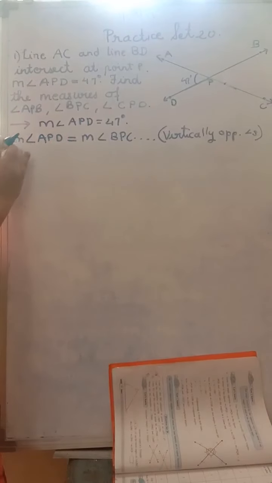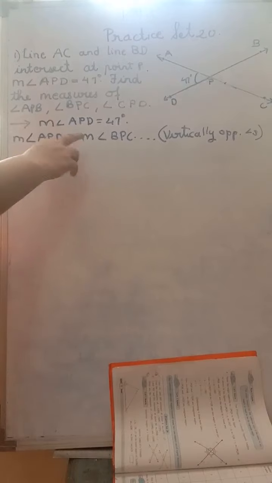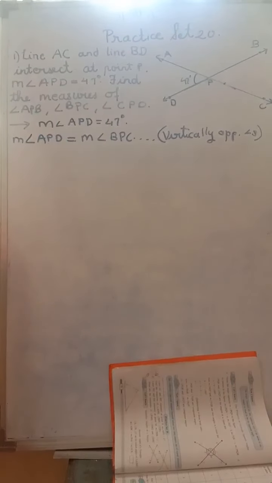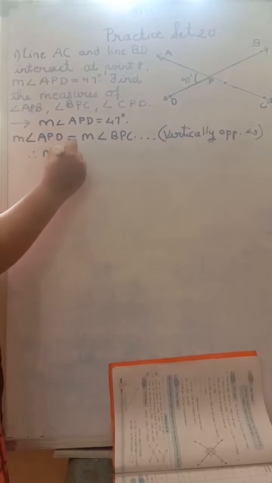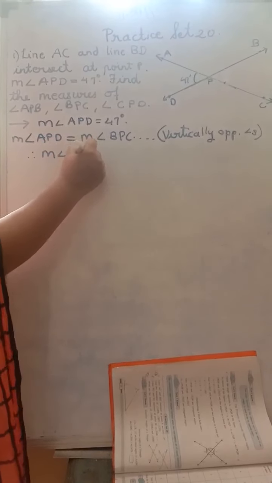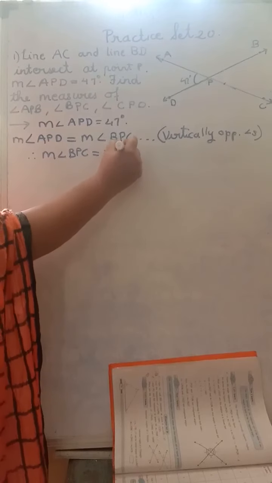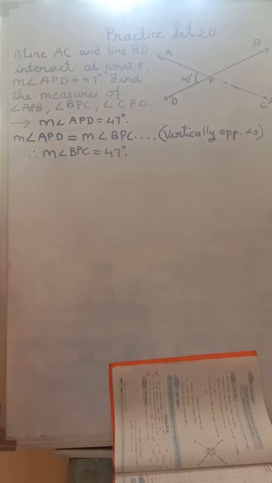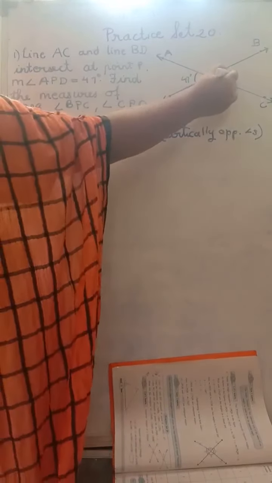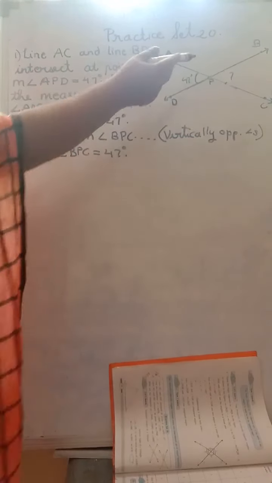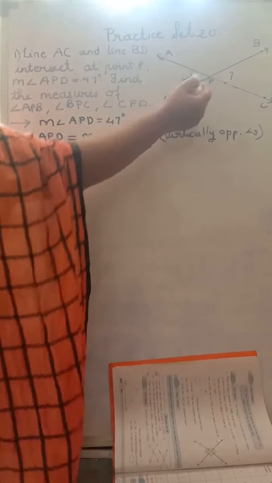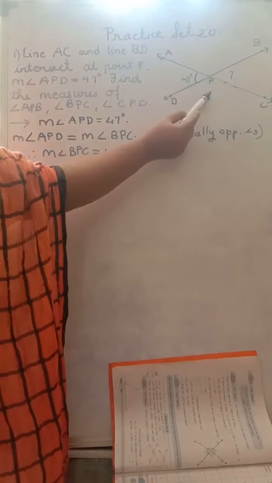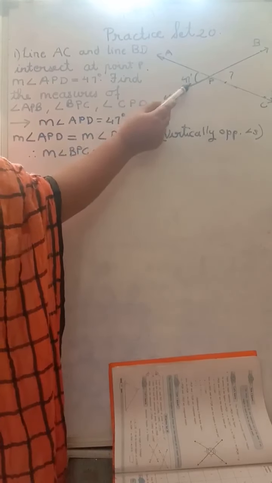Okay. So now if both are equal, means their measurement is also equal. We have learned that. Yes. Therefore measure angle BPC is equal to 47 degrees. Okay. Now we will find the other two. Did we get this angle's measurement? Now we will find this one. How can we find it? Are they linear pairs? Or we can find this also. They are linear pairs. See, straight line.